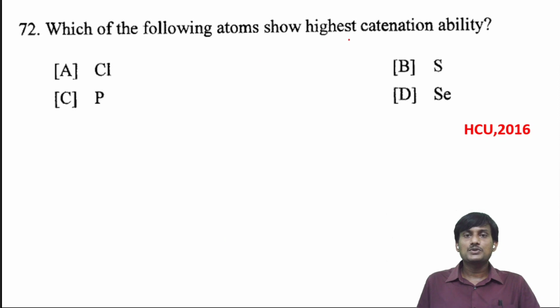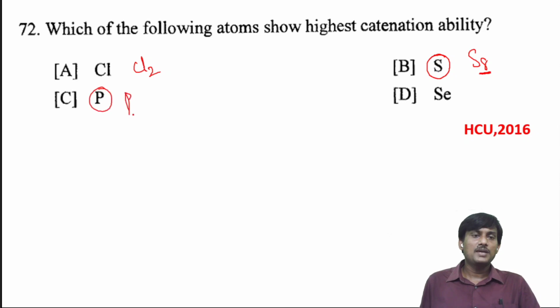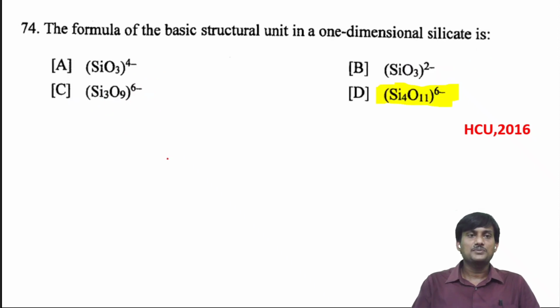Which of the following atoms shows highest catenation ability? Among the oxygen family, oxygen, sulfur, selenium and tellurium, sulfur has the highest catenation power, which can bind with 8 sulfur atoms. For chlorine, Cl2, and phosphorus, the maximum catenation is P4. So what is the correct option? Sulfur is the correct option.